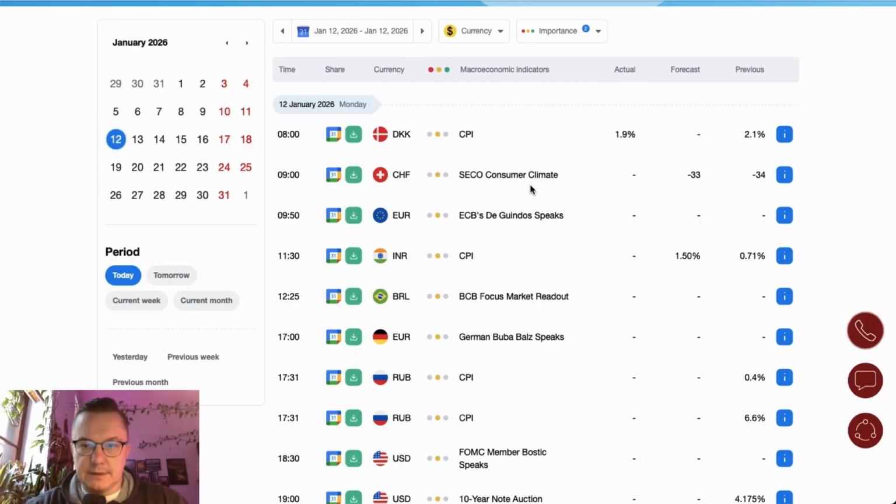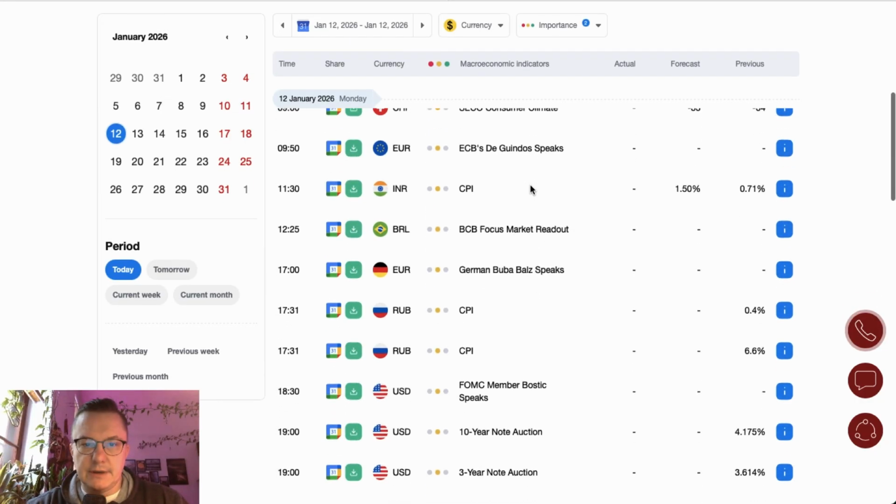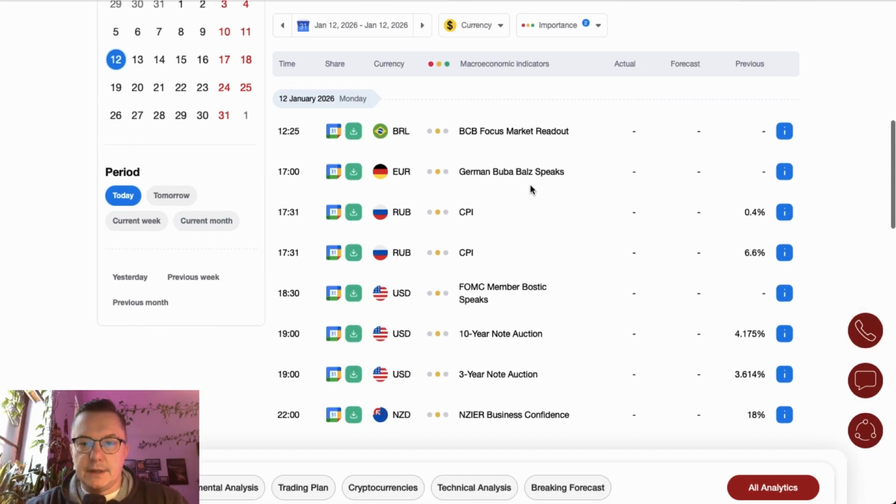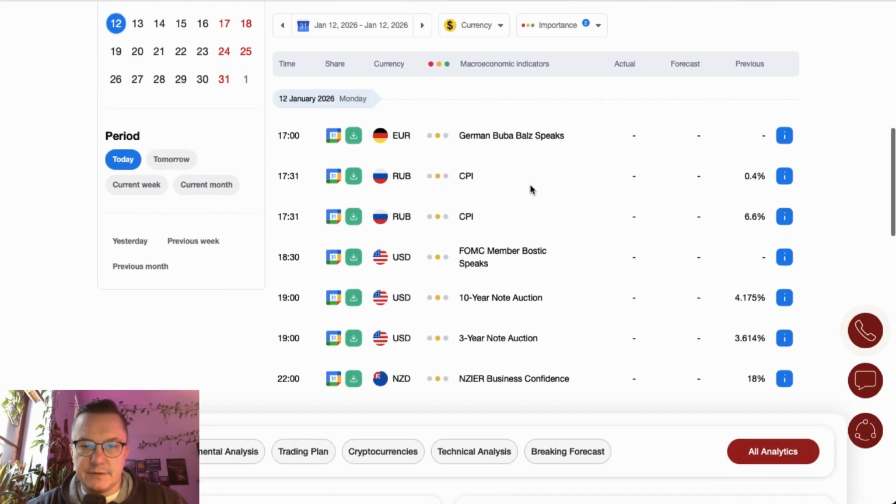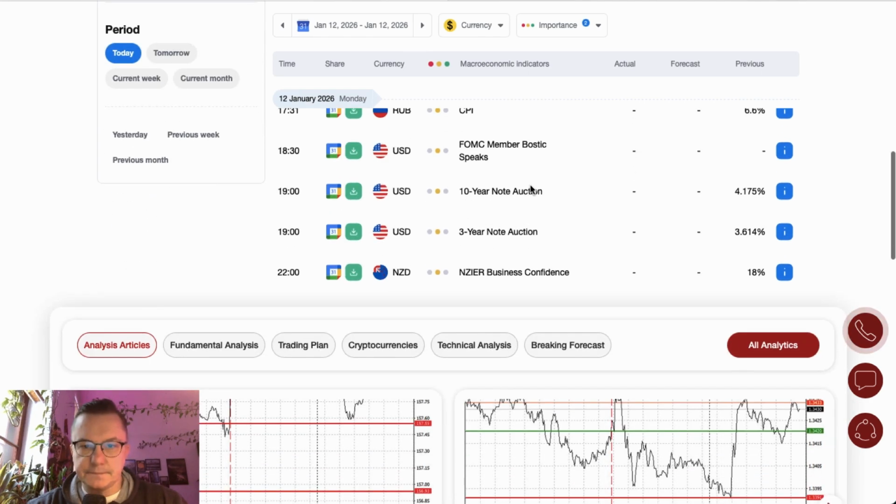We got the consumer climate in Switzerland scheduled for release at 9 o'clock. 50 minutes later, we got the Guindos speech as well, and that's about it. German Buba Balz will give a speech at 5 o'clock during the US session. CPI from Russian Federation is scheduled for release at 5:31.